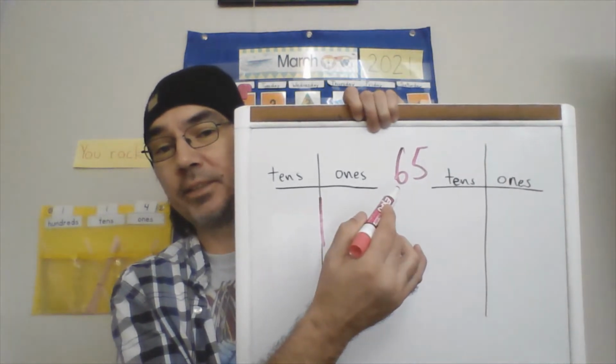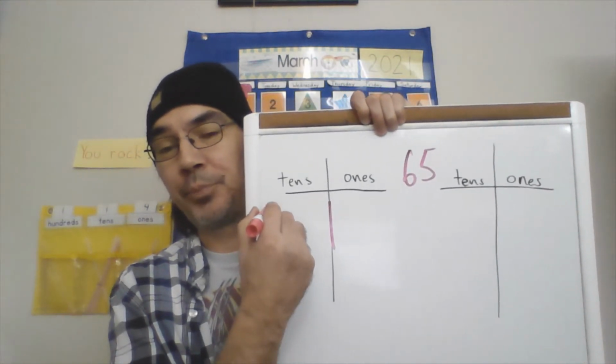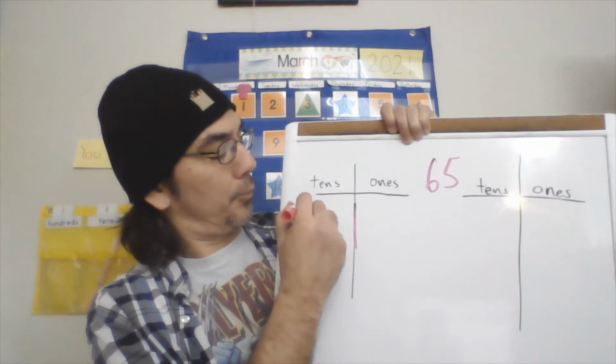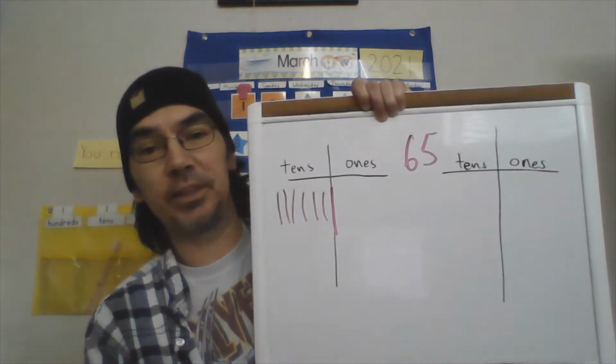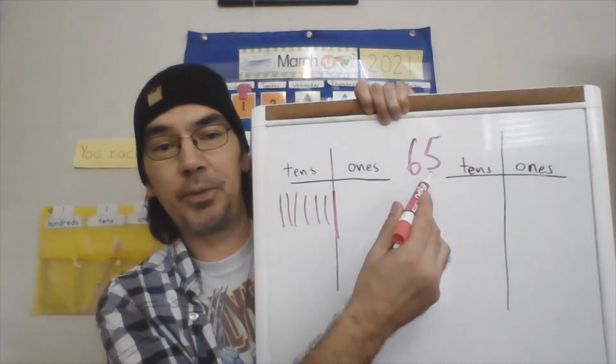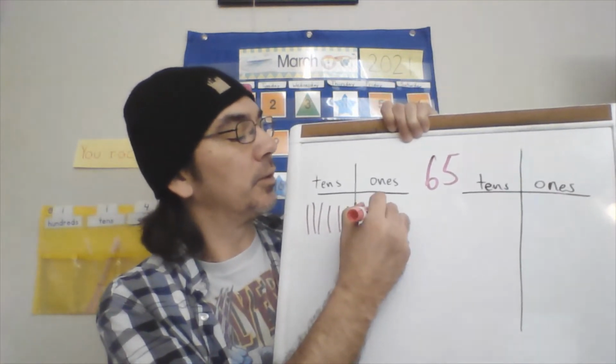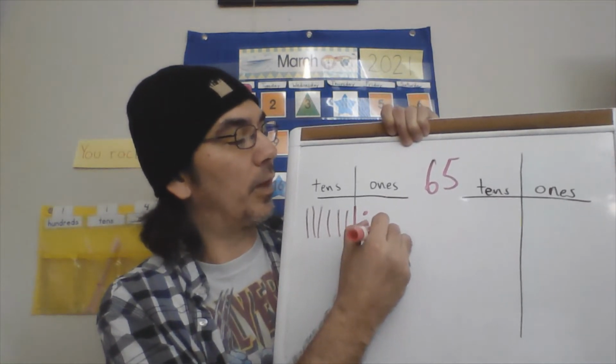Different looks for it. Let's see. How about we do another one here? Let's do another big number, 65. What is 65 made up of? How many 10s? 6, right? So we have 1, 2, 3, 4, 5, 6. There we go. There's our 6 10s. How many ones? 5 ones. 1, 2, 3, 4, 5.